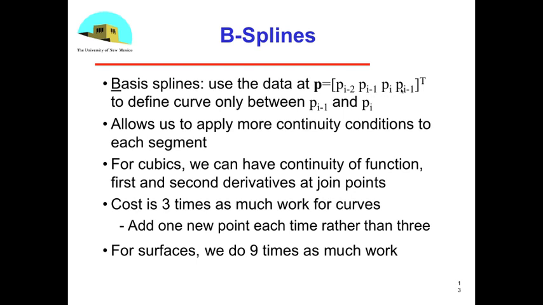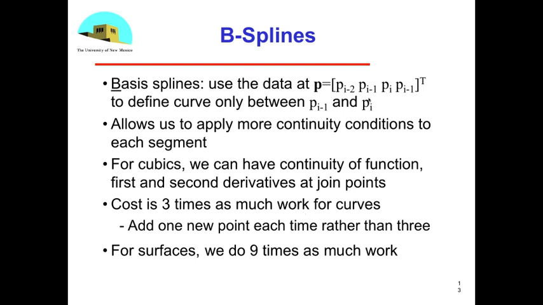And likewise, when we move on, the next one will use P1, P2, P3, P4, but only get the curve between P2 and P3. That's what's going to give us. So each segment that we get is going to be shorter. It's going to be a third the length of the segments we were getting before, but we're going to be able to apply more conditions to get second degree continuity at these join points.